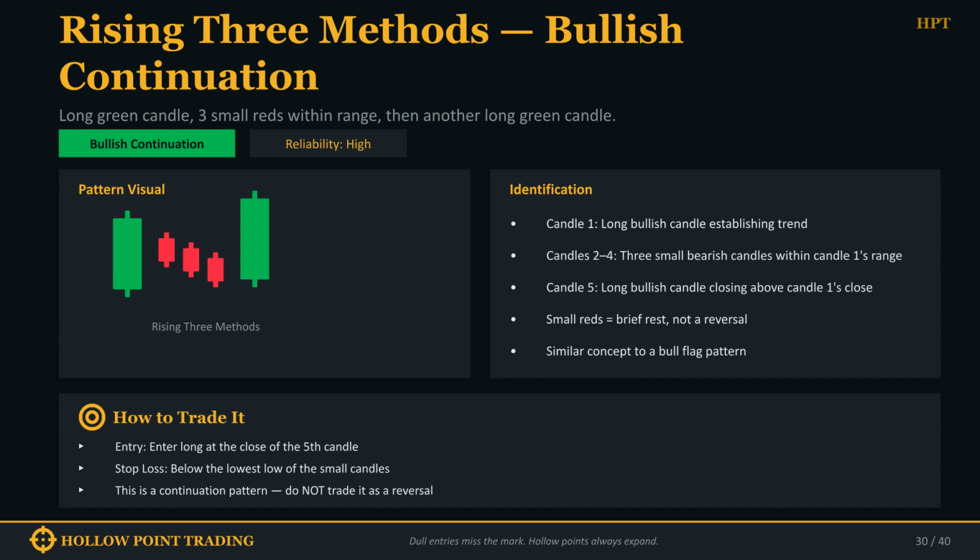The rising 3 methods is a bullish continuation pattern. It includes a long bullish candle, followed by 3 small bearish candles contained within the first candle's range, and finally a long bullish candle closing higher, similar to a bull flag.